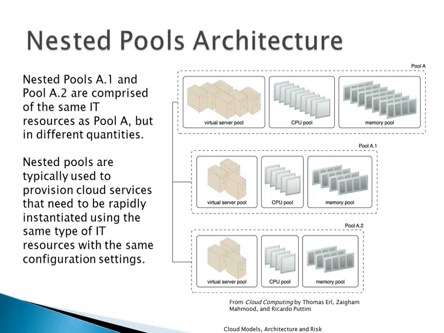So here's an example. Nested pool A1 and A2 are comprised of the same resources as pool A at the top, but different quantities. And so, as we said, these will be used to provision these cloud resources if they need to be rapidly instantiated, right? Because you're setting up the same type of IT resources, same configuration settings. And so this works really well for the department type structure.